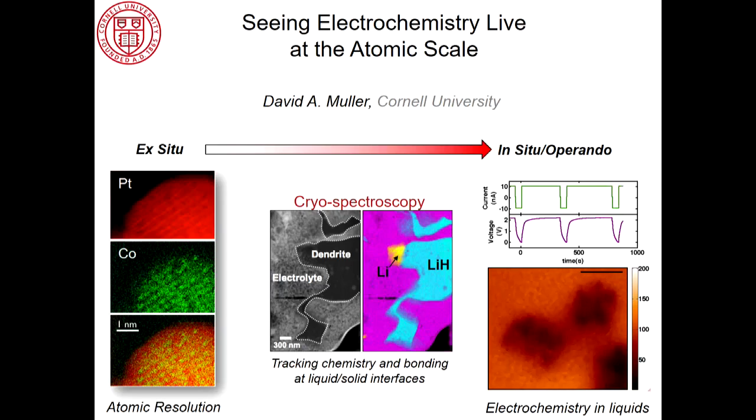And then more recently, there's been a lot of work applying techniques developed for biological electron microscopy to electrochemical systems. And this is, in fact, a lithium dendrite in a battery material at a liquid-solid interface that's all been snap frozen.